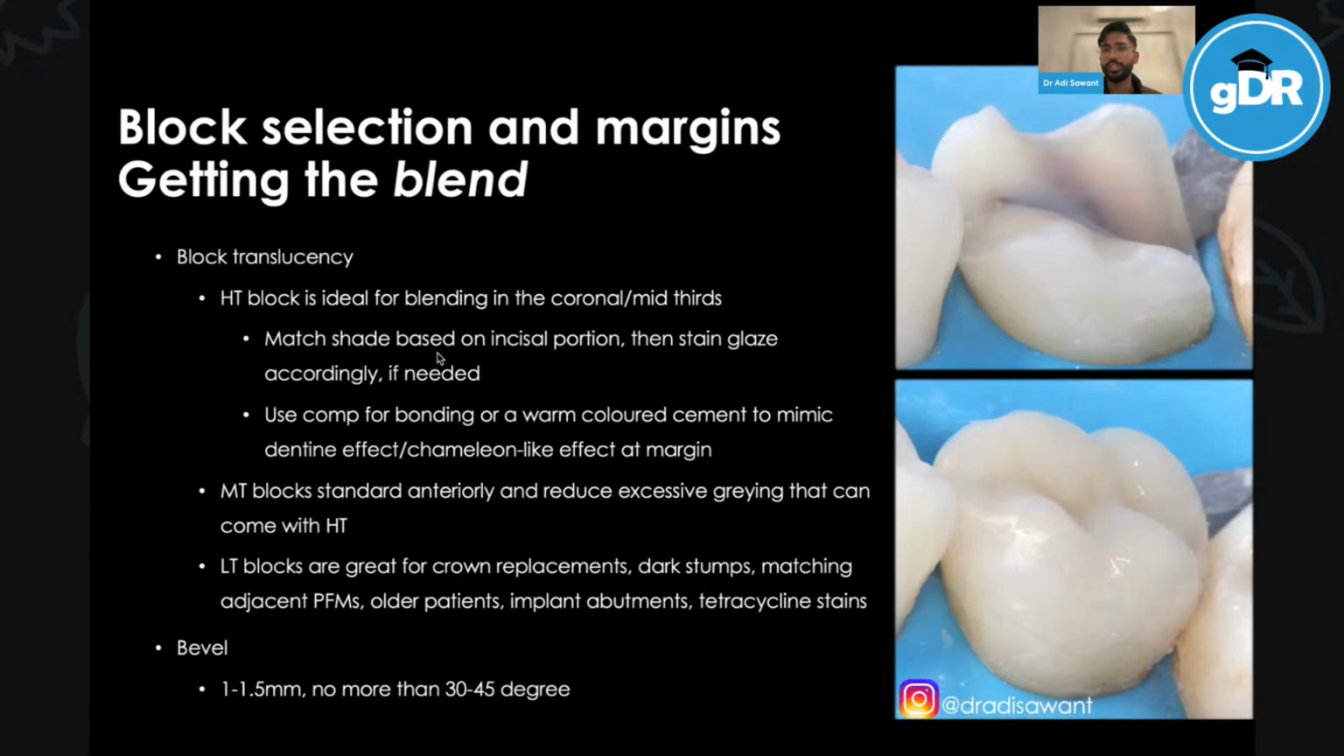You'd use low translucencies if you're replacing an existing crown or you've got discoloration, but at the back of the mouth, these things matter a lot less, right?